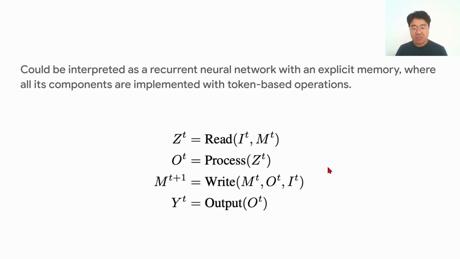All these operations could be written in recurrent neural network format. And as we have been mentioning, we can view this as an RNN implemented with transformers and token operations.